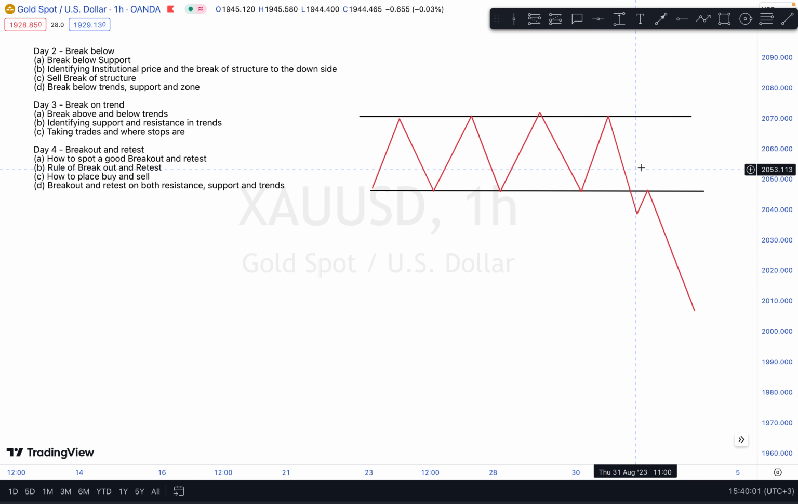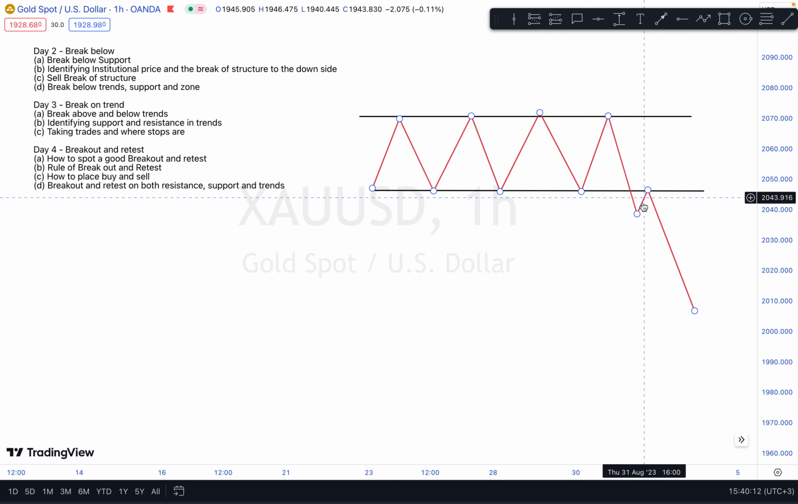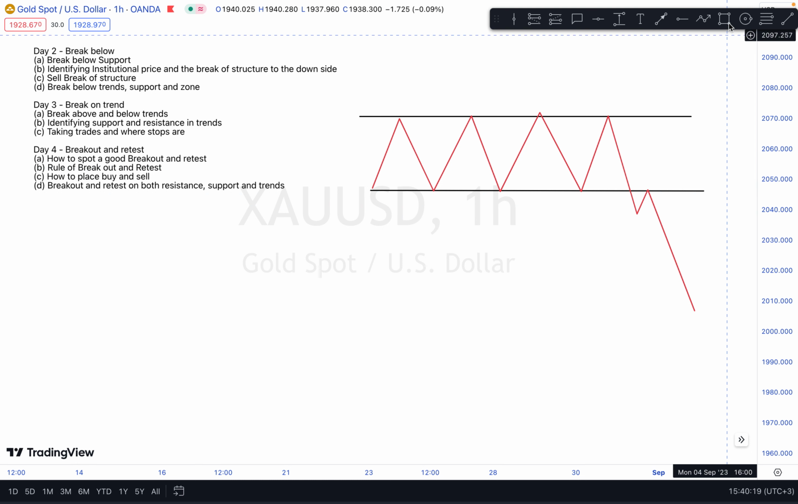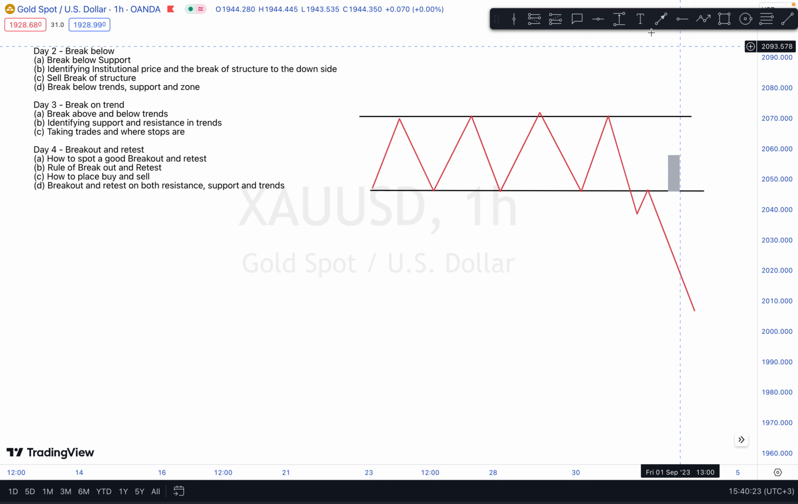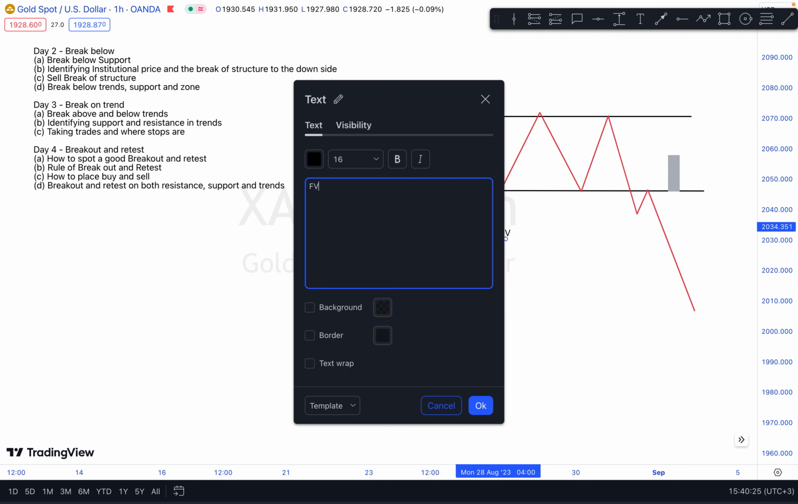The reason is because whenever we break out on a trend, or we break out from a zone or a support or a resistance, we mostly break out with volume. So when we break out with volume, there is a high tendency that we are going to be left behind with an imbalance, or something we call FVG, which is the fair value gap.